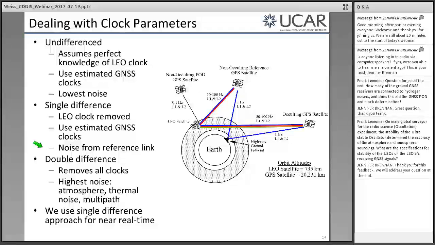In the old days, people also processed double difference combinations where a ground site was involved, two transmitters and two receivers. That removes all the clock parameters, but it adds different other things you don't want, like more noise and multipath.